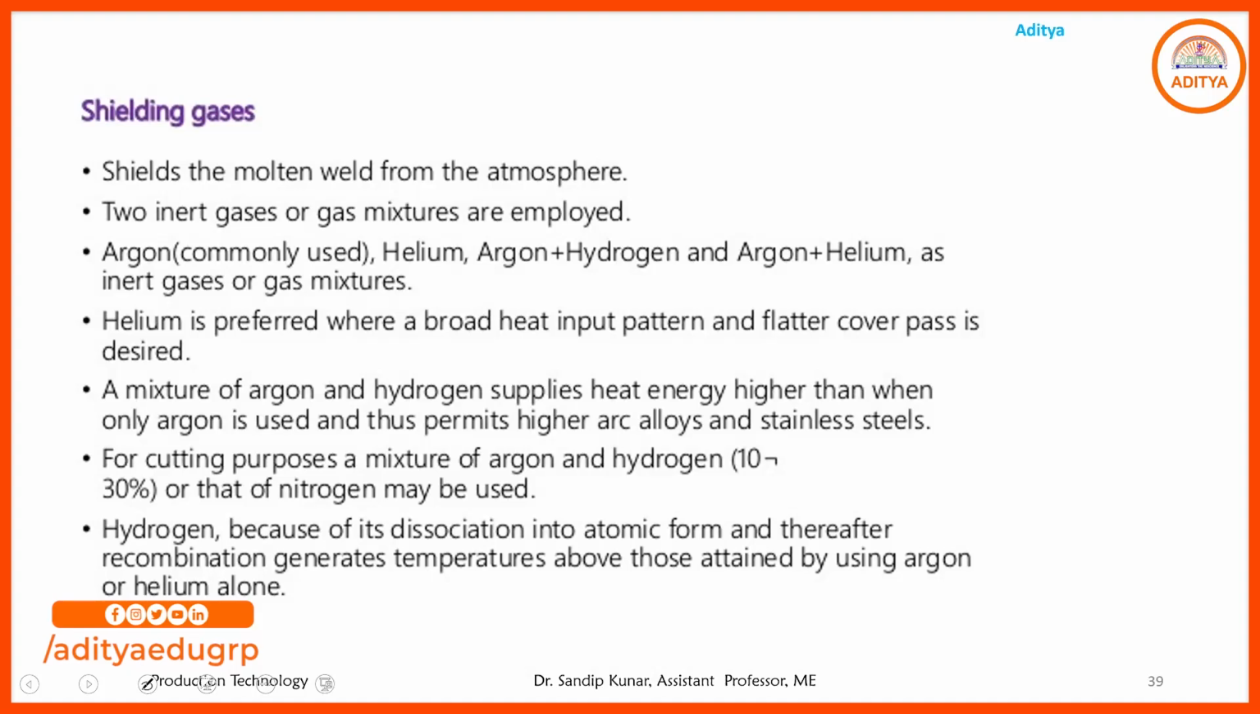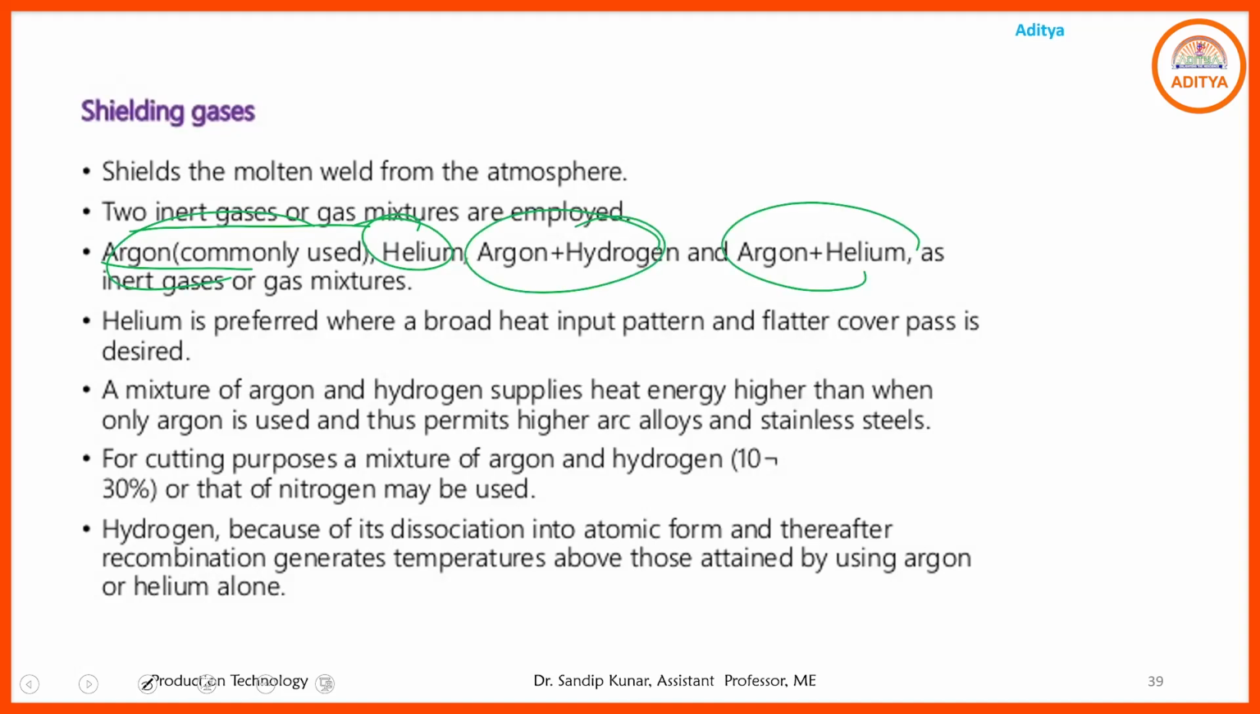What are the shielding gases? What is the purpose of the shielding gases? They prevent the weld from reacting with the atmosphere, meaning it does not react with oxygen and does not form oxides. Generally two inert gases, or maybe one inert gas, are used. Argon is commonly used, and helium; sometimes argon-hydrogen and argon-helium mixtures are used in this welding process for shielding purposes.